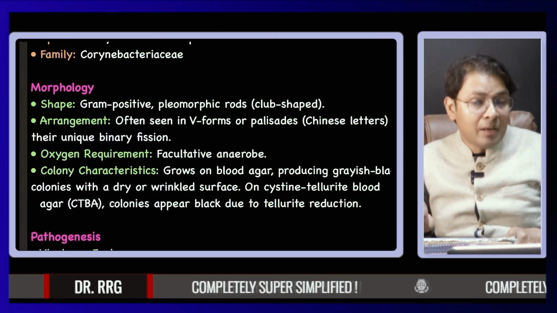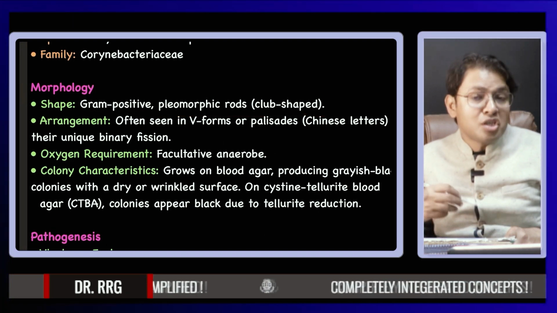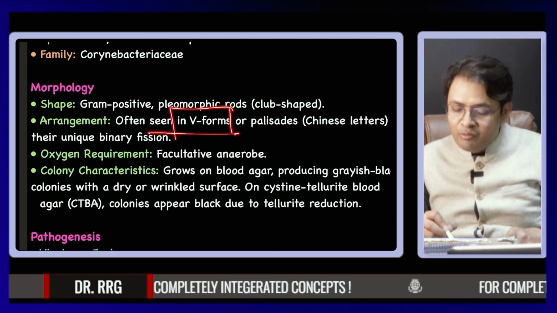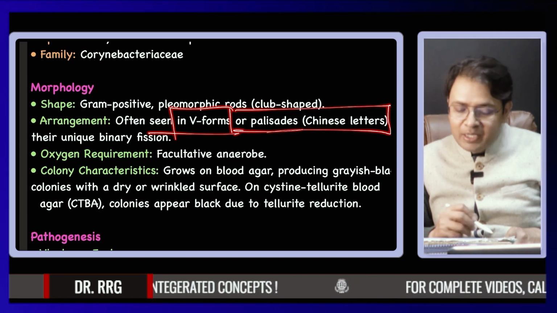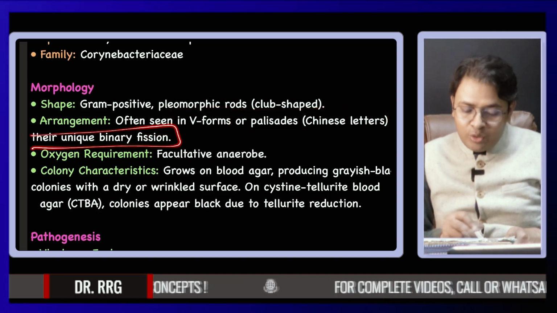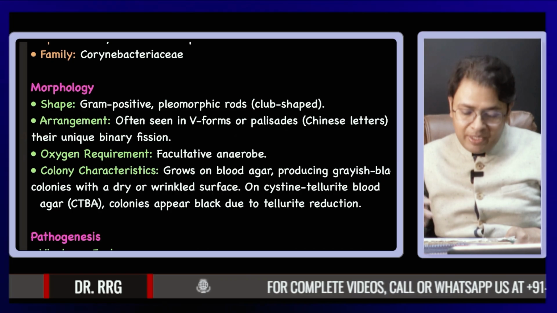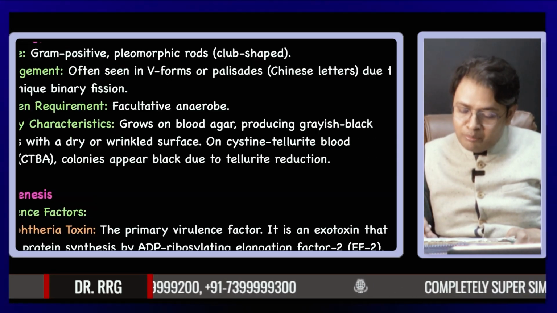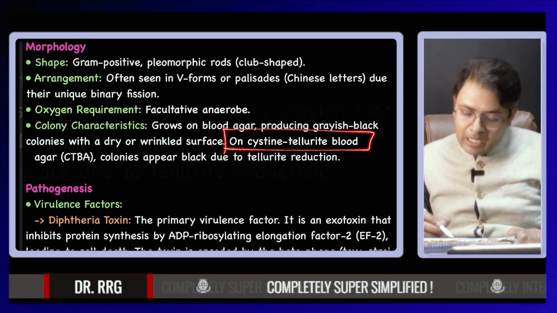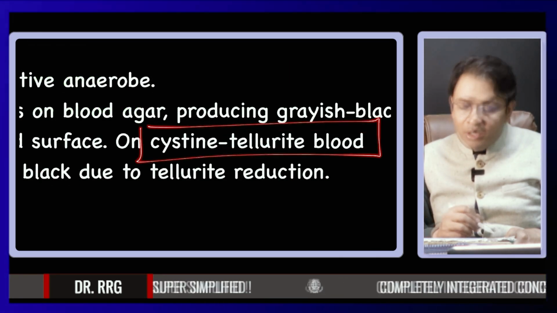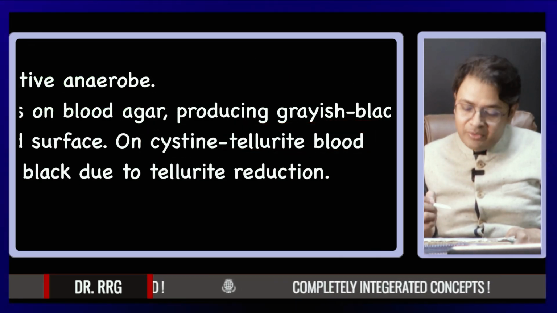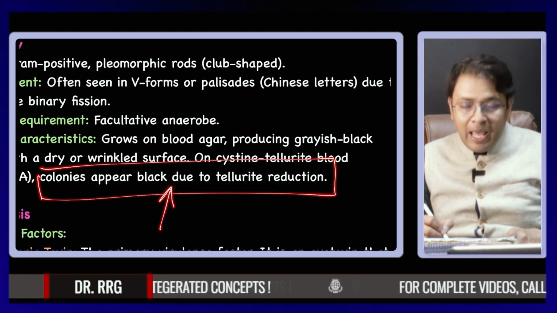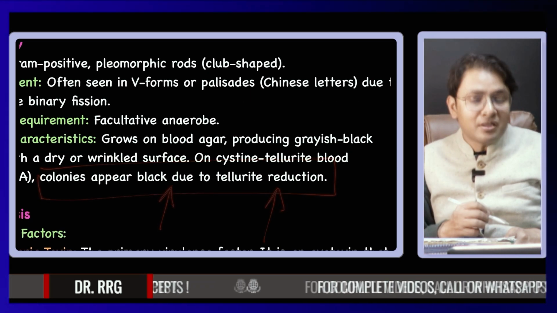The bacteria are gram-positive bacilli having a changeable shape, a pleomorphic rod shape, often seen in V form or Chinese letter pattern. Because of their unique binary fission pattern, we can grow these bacterial colonies on blood agar or CTBA agar, cysteine tellurite blood agar medium, which is a selective medium where the colonies of bacteria show a black appearance because of tellurite reduction.